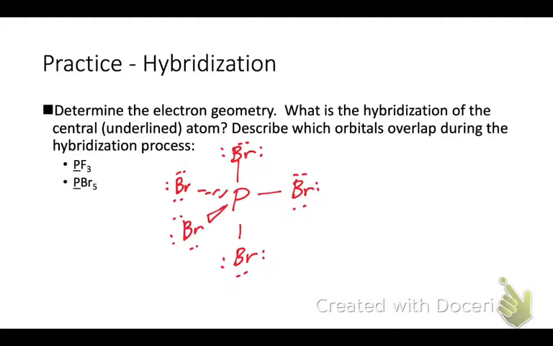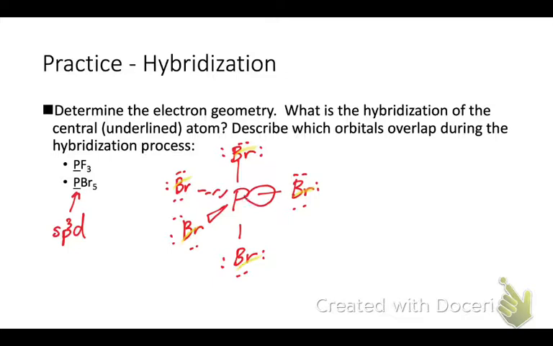Now, phosphorus needed 5 electronic groups because it does have 5 atoms around the central atom. So what does that mean, hybridization? It needed 5 hybridized orbitals. How can I achieve that? If I mix one s with the 3 p's and 1 d. So the hybridization here will be sp3d, right?